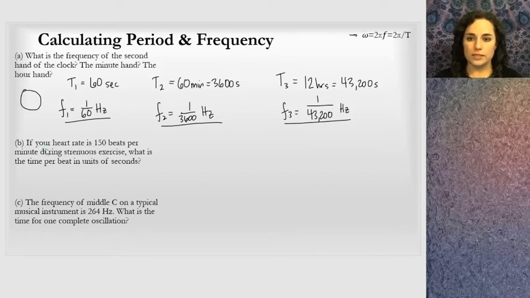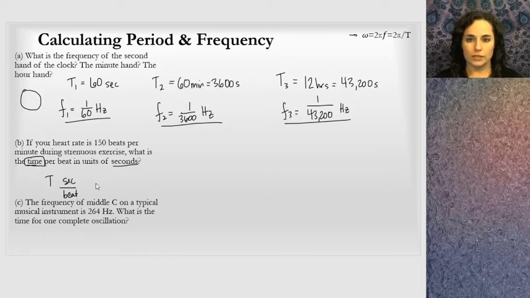Part B here says, if your heart rate is 150 beats per minute during strenuous exercise, what is the time per beat in seconds? So when I see time per beat, and it wants it in seconds, I think of that as a period, right? Period is given in seconds. Period is 1 over the frequency, but I'm going to do a little bit more unit analysis here. I want how many seconds does it take for 1 beat? What is the time per beat?